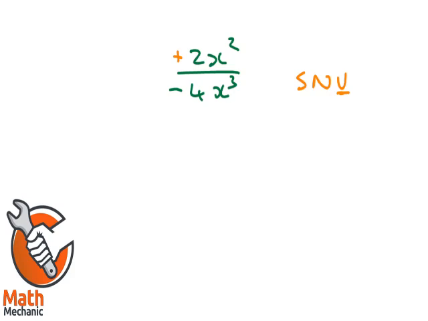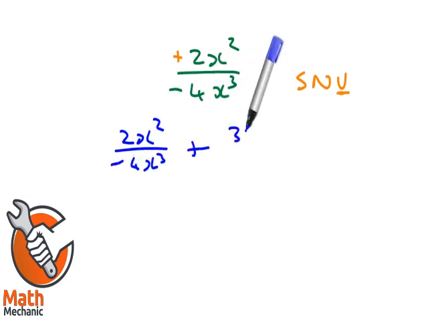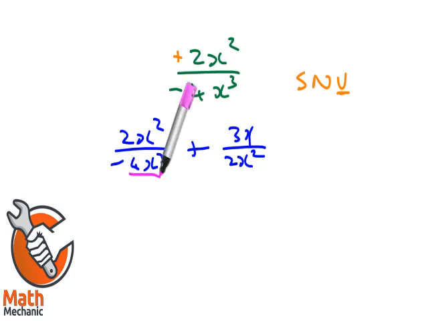Then they can add certain things. So they can give you 2x squared over minus 4x to the power of 3 plus, let's say, 3x over 2x squared, something like that. Now you need to remember what to do when you add fractions: you need to find a common denominator. And the same will apply if you subtract.